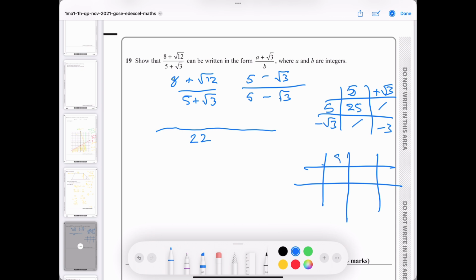8 plus root 12 times 5 minus root 3. And you can't do anything to get rid of it, so that's 40. That's 5 root 12, or even plus 5 root 12. That's minus 8 root 3, and then root 12 times minus root 3, so it's going to be minus root 36, which is minus 6.